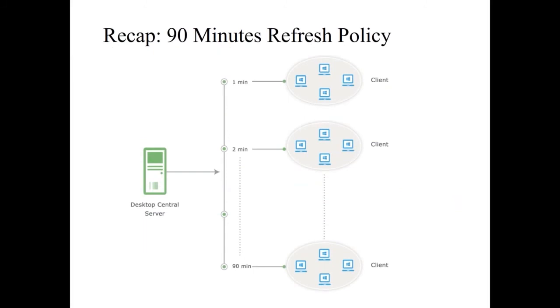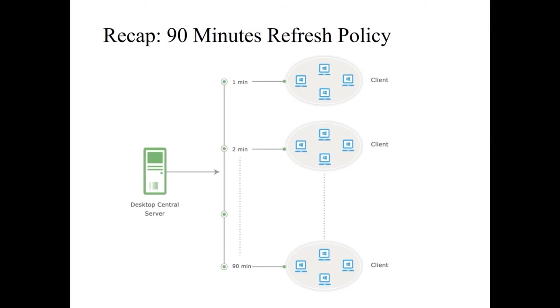Let's have a quick recap about the 90 minutes refresh policy. Participants who participated in our earlier training sessions might be aware of this. Desktop Central has a 90-minute refresh policy. The agents will communicate with the Desktop Central server every 90 minutes once. And the primary reason for this is to reduce the load that would be contributed by the agents communicating to the server, and also to reduce the load the Desktop Central server installed machine has to handle.